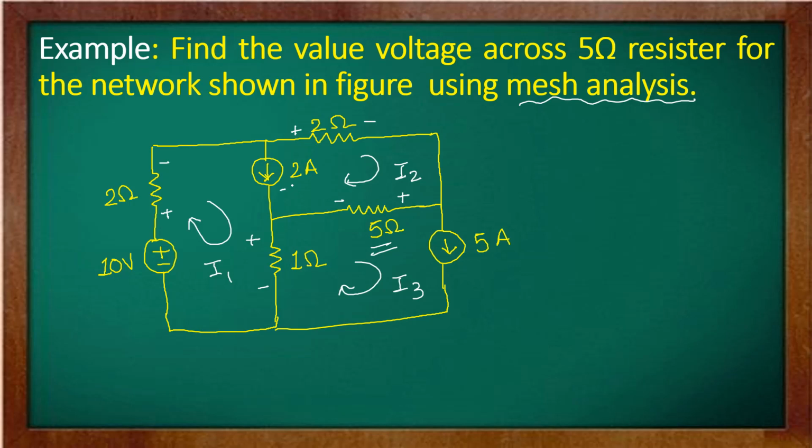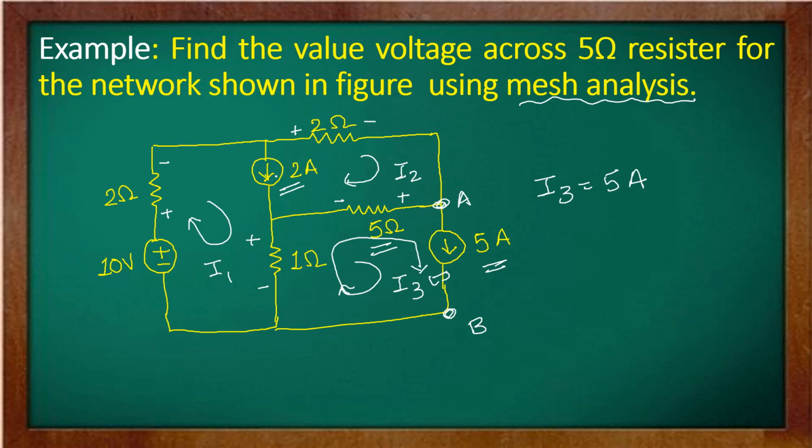Now there are 2 current sources present: one is 2 ampere, and the other is 5 ampere. Just check this branch, I am calling it AB. In this branch the current is 5 ampere, given to us. According to our notation, the current is I3, and this branch is part of only a single loop, and the direction is also the same. So directly we can say that I3 is equal to 5 ampere.